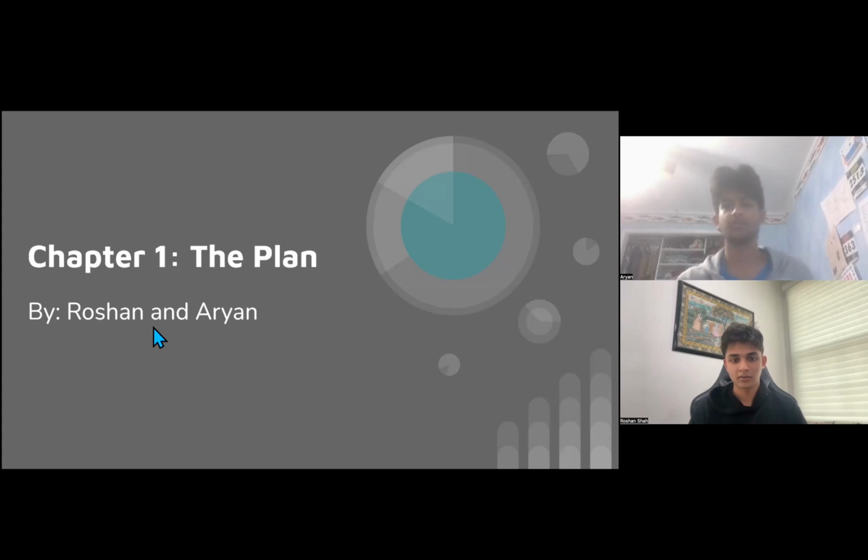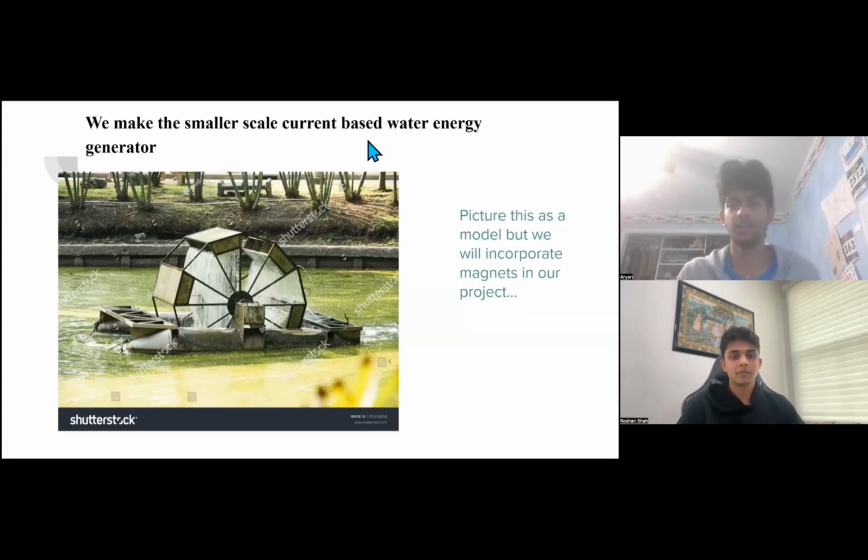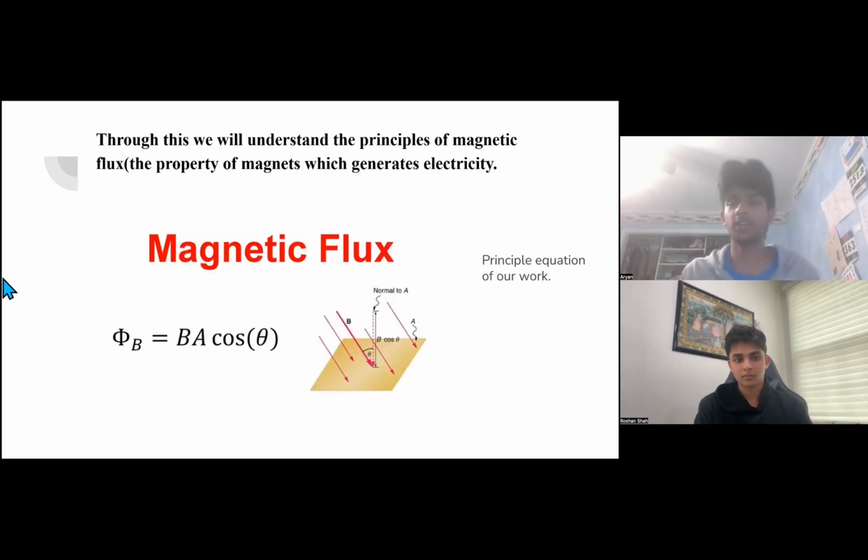Yeah. So our first project is that we want to make a smaller scale water-based energy generator. As you see here, we have a water wheel, and this is a rough model of what we want our thing to look like. And we'll try to employ magnetic induction in order to use the current of a stream behind our school to generate electricity. Through this project, we hope to understand the principles of the concept of magnetic flux. As you see here, we have a principal equation of magnetic flux. And yeah, Roshan's got the next slide.